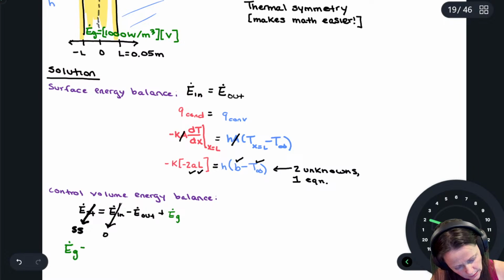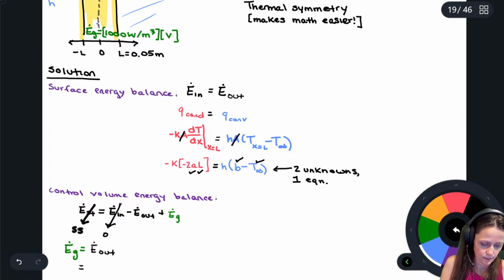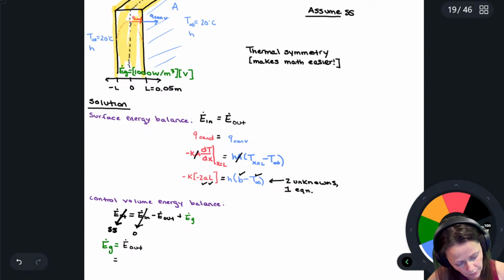E dot G is going to be equal to E dot out. And E dot out is equal to the Q by convection. But I have to take into account the fact that I've got Q by convection on two sides. So yes, this is Q by convection. We'll note that that's got to be for two sides.